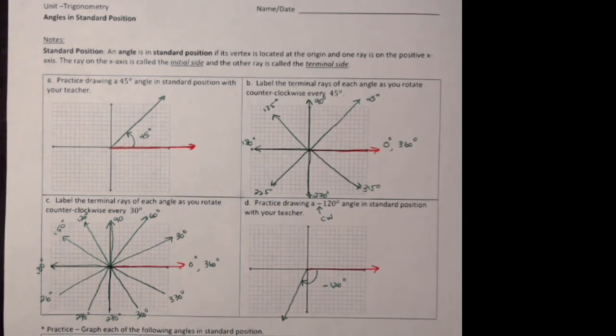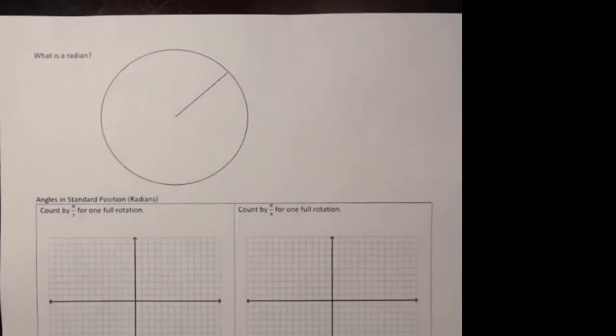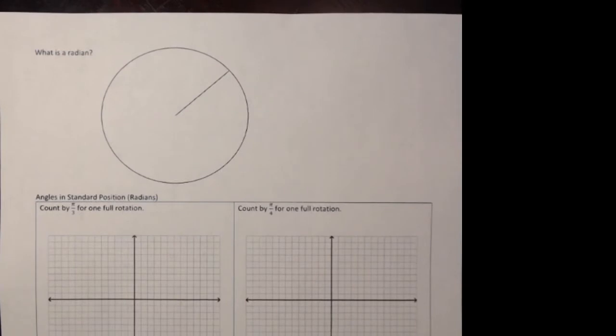So today we're going to do something similar, but first we need to look at what a radian is. A radian is actually an angle measurement, and once you get out of geometry and early physics, whenever you're talking about an angle measurement, most of the time you'll hear it in radians.